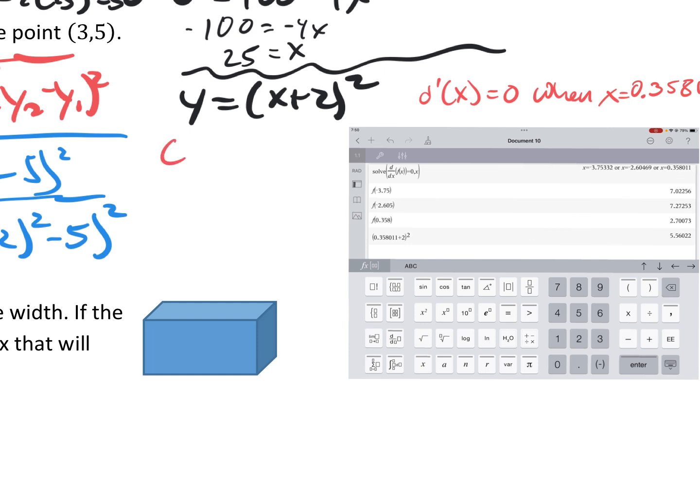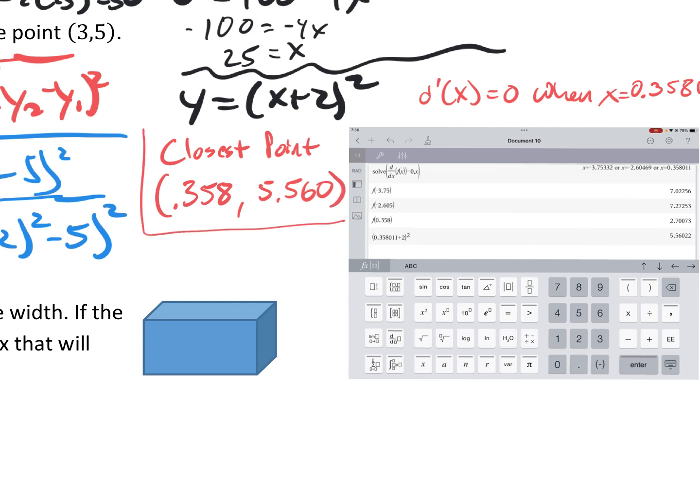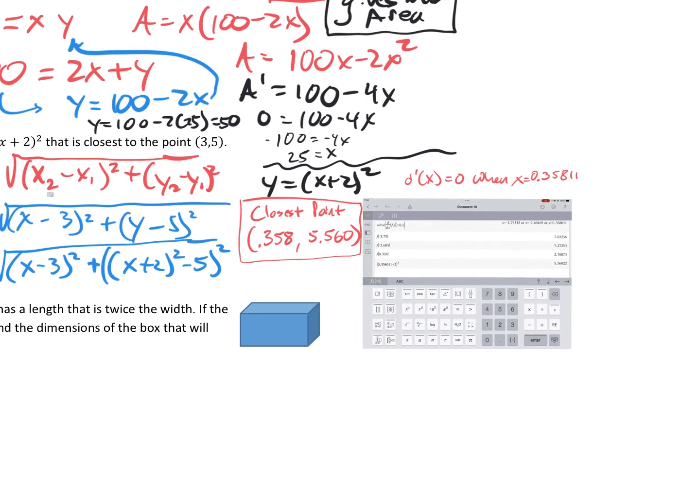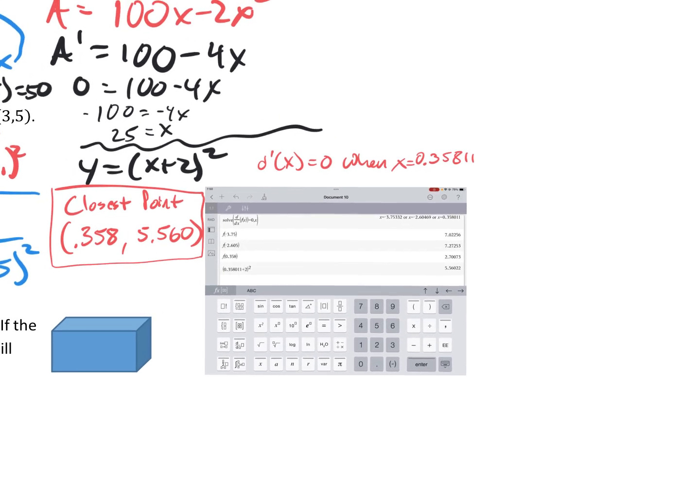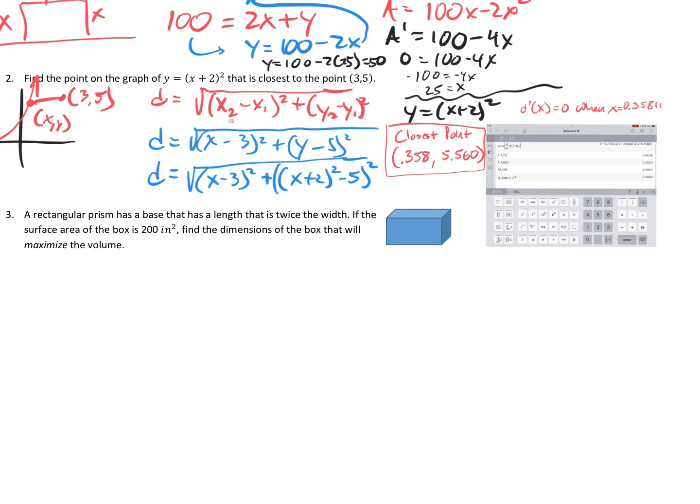So the closest point, that's what the question was asking us for. The closest point would be, our x-coordinate was 0.358, and our y value was 5.560. Okay, there you have it. All right, again, when you're showing your work, you're going to use your calculator for this. You should probably write something like this. Okay, d prime equals 0. So there needs to be some evidence that you took the derivative and set it equal to 0. You don't need to work it out. Okay.